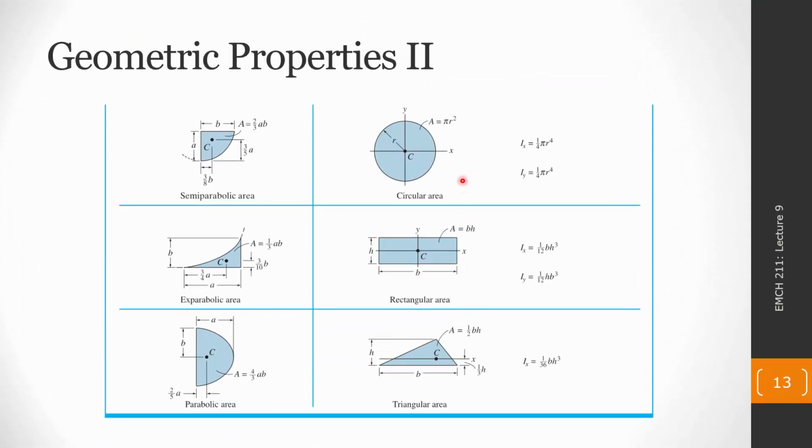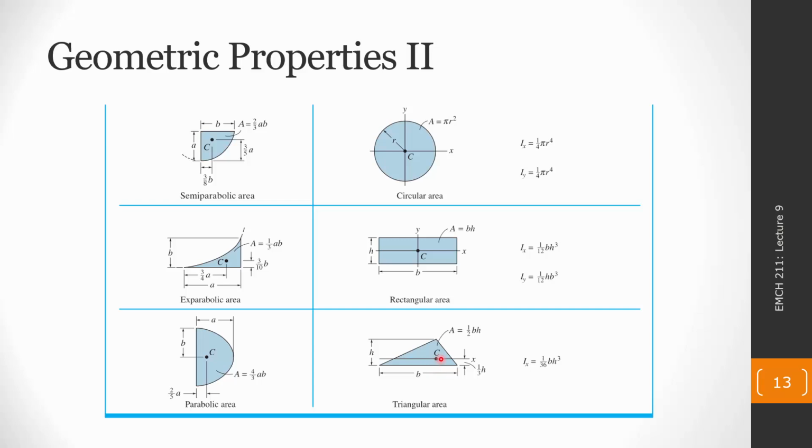Full circle, its centroid is going to be at the center of the circle, and we know the full area is pi r squared. For a rectangular area, its centroid is going to be at half of its height and half of its base, and its area is just base times height. And triangular areas, usually we're going to see this in the form of a right triangle, but the area is 1/2 the base times the height, and the centroid is going to be located 1/3 of its height and 1/3 of its base away from the right angle.